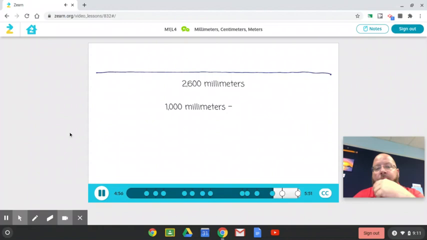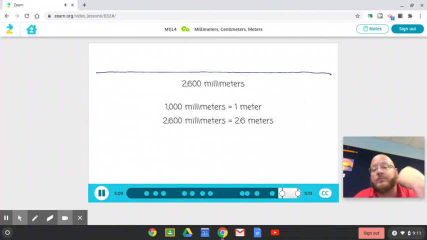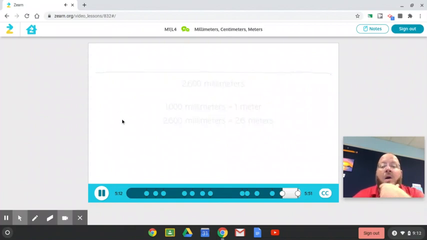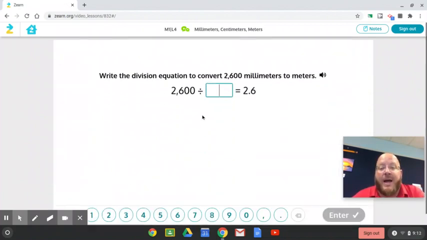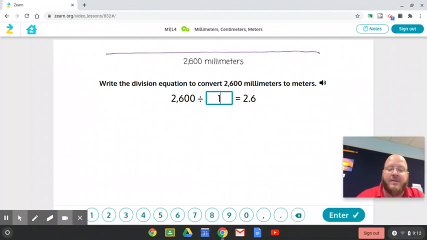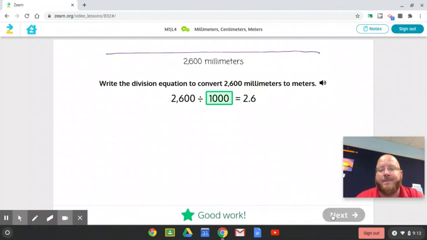1,000 millimeters equals 1 meter. So 2,600 millimeters equals 2 6/10 meters. Write the division equation we used to convert 2,600 millimeters to 2 6/10 meters. Okay, so we divided it by 1,000, right? Well, that's what they want right there. We wanted it into groups of 1,000 because every 1,000 millimeters is 1 meter. So we divided by 1,000.